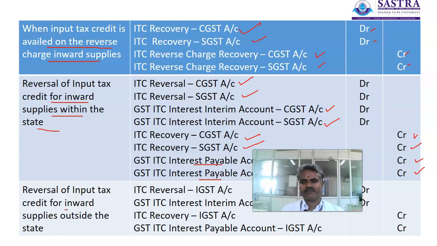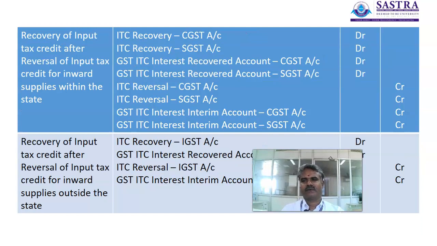Reversal of input credit for inward supplies outside the state: ITC reversal, GST ITC interim account and payable. Recovery of input tax credit after reversal of input tax credit for inward supplies within the state: ITC recovery CGST account, ITC recovery SGST account, GST ITC interim account, same entry.